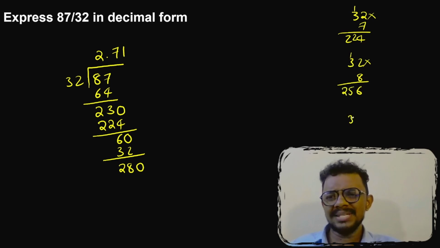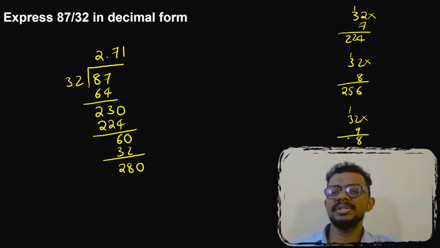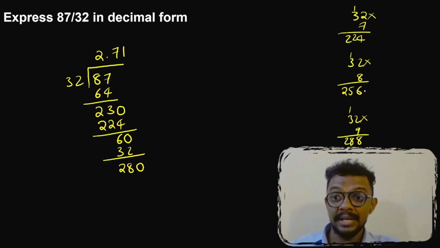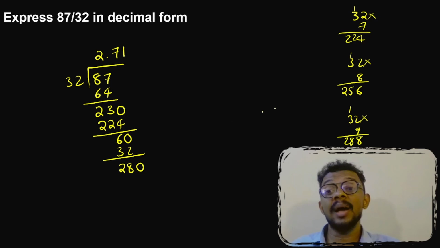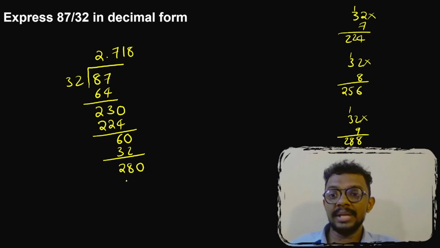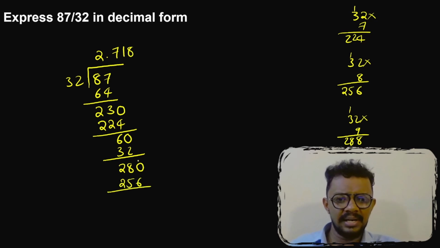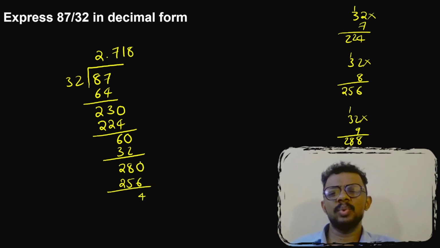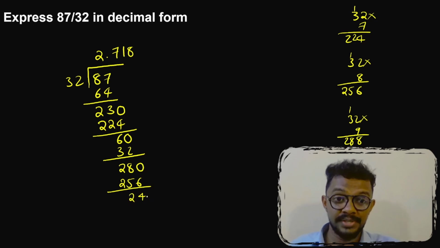Let's go one more. What is 32 into 9? 288. So in 280, how many 32s are there? The answer is 8. 8 into 32, the answer is 256. Now what's the difference? The remainder is 24. Now what?